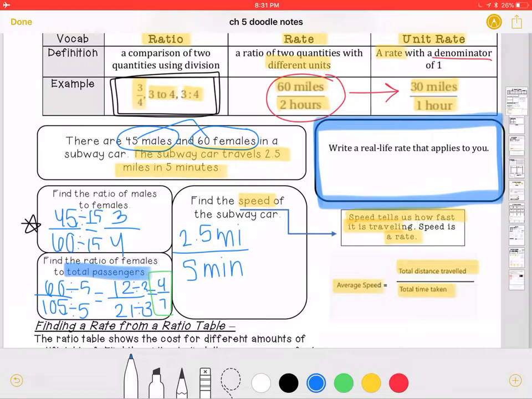If you wanted to, you could find the unit rate. How long would it take every minute? But it was 2.5 miles in 5 minutes. That's the speed. That's how fast that subway car is traveling.